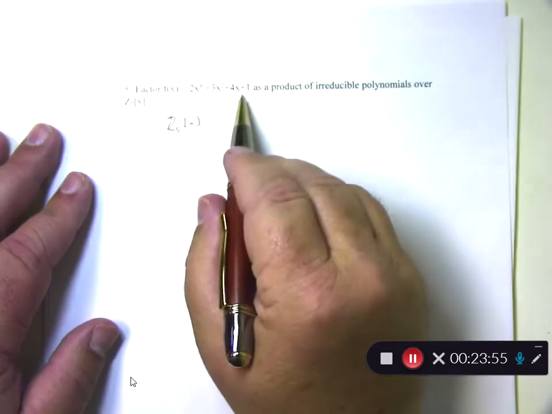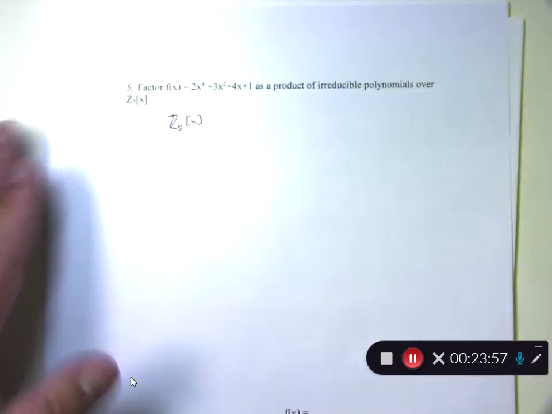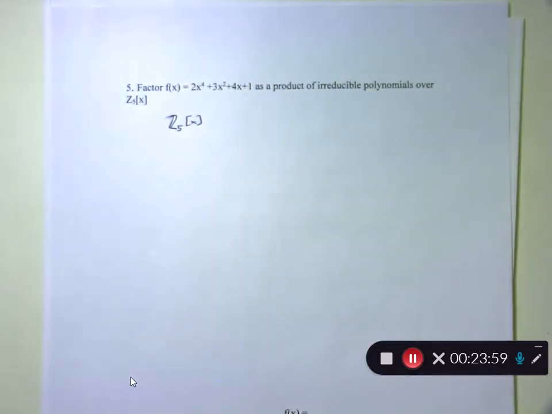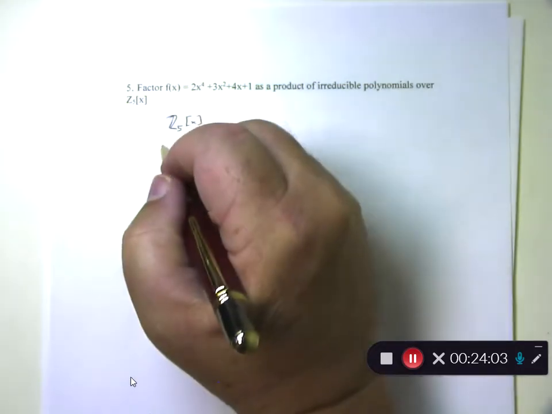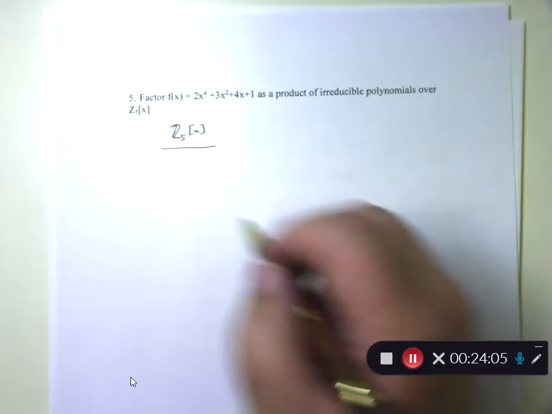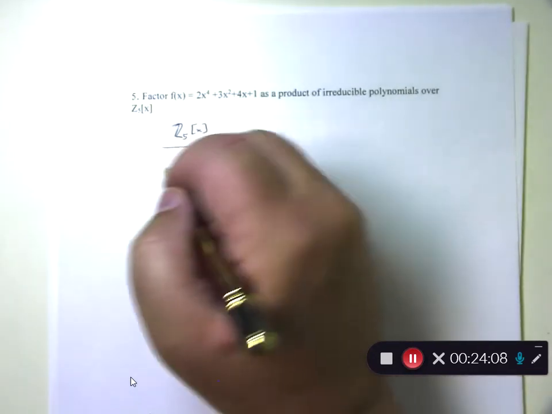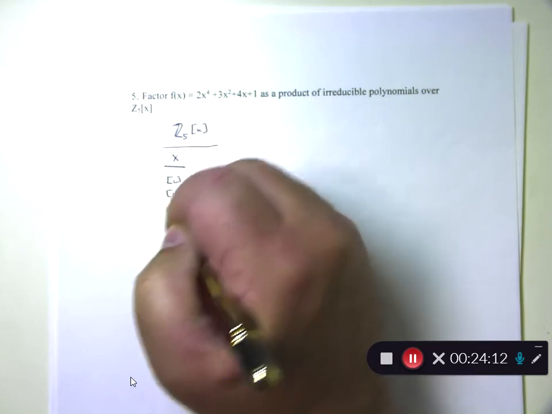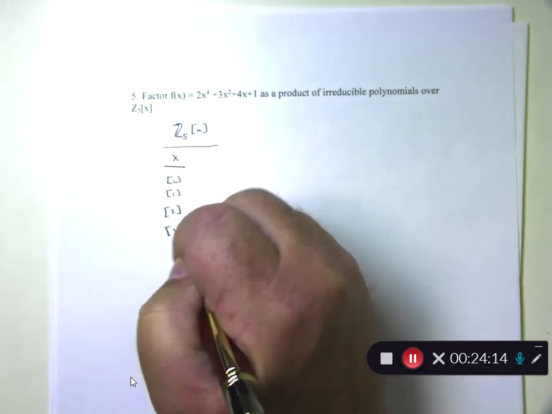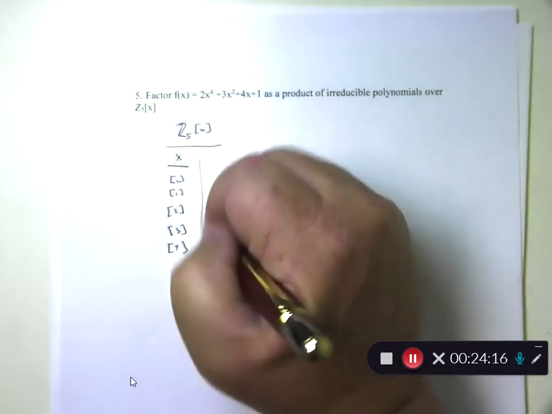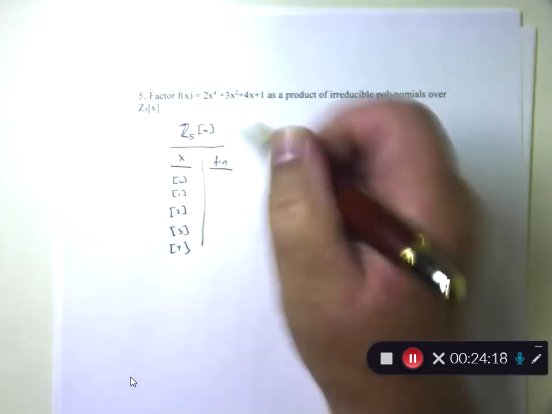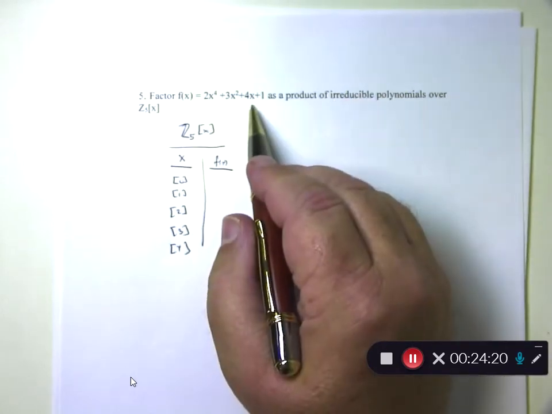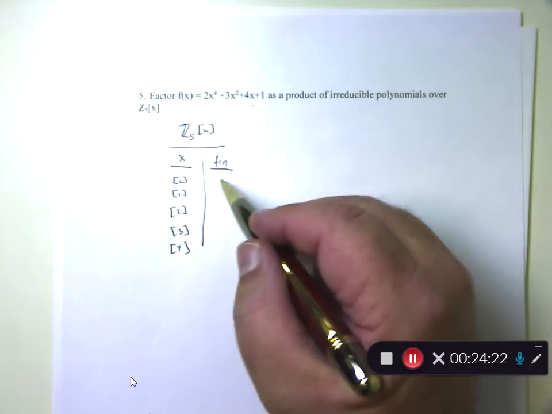So if this polynomial, 2x to the fourth plus 3x squared plus 4x plus 1, is ever going to be equal to 0, you have to find the zeros, but your coefficients come from Z5. So the x's are going to be either 0, 1, 2, 3, and 4. Okay? And you're going to do f of x, and I just literally use my calculator. You saw me on the video. I plug it into my calculator, and I'm going to get some numbers.